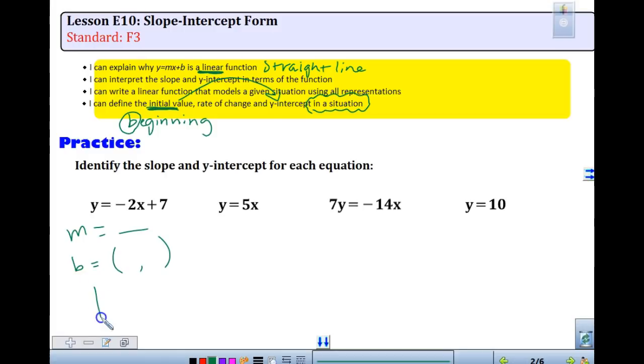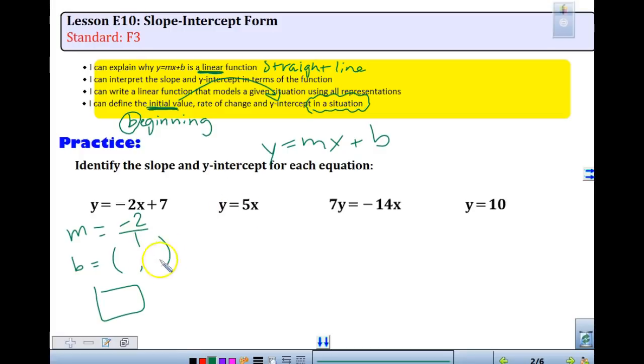Third thing, I'll put a box, but I'd like you to write if it's up to the right, down to the right, horizontal, or vertical. So your direction of your line. For this first one, I've got an equation in the form y equals mx plus b. Can somebody tell me how we can find our m value? Where is our m value? Yeah, the number right by the x. So negative 2. And as a ratio, what would that be? Negative 2 over 1.